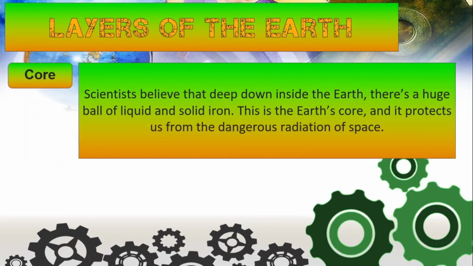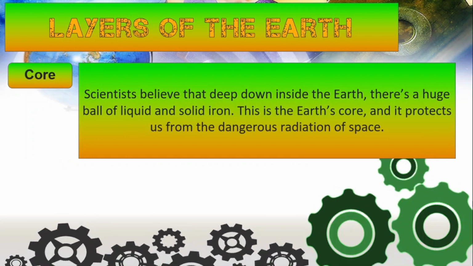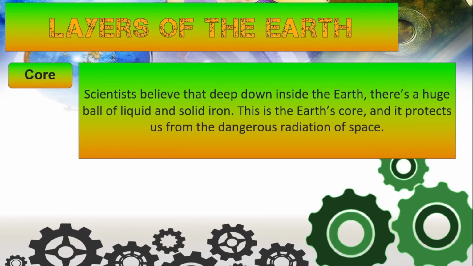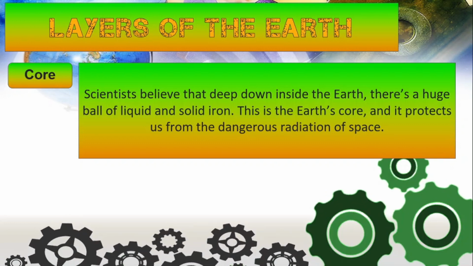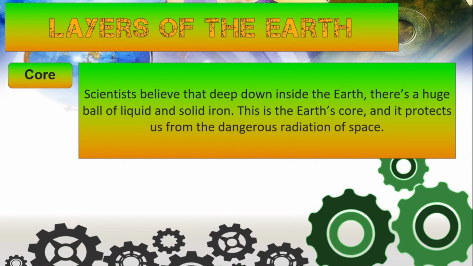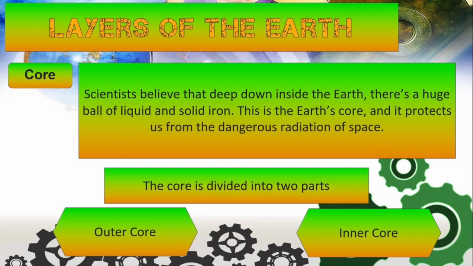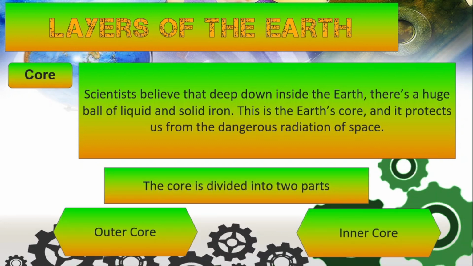The next layer of the Earth is the core. Scientists believe that deep down inside the Earth, there's a huge ball of liquid and solid iron. This is the Earth's core and it protects us from the dangerous radiation of space, and is also divided into two parts, the outer core and the inner core.